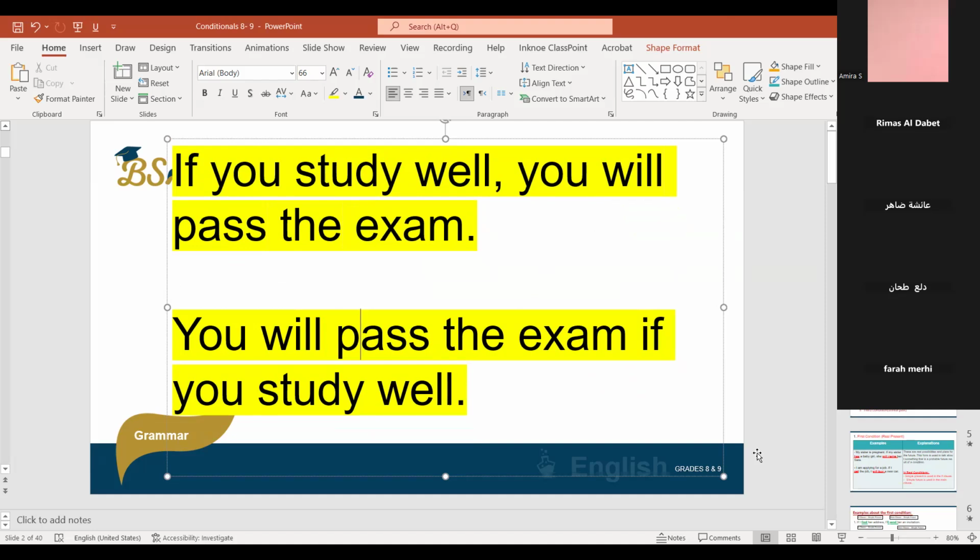What do you think, Farah? You didn't put a comma in the second sentence. The first sentence has a comma. The second one does not have a comma. Did I make a mistake or is that correct? I think it's correct like this. So what conclusion can you come up with?